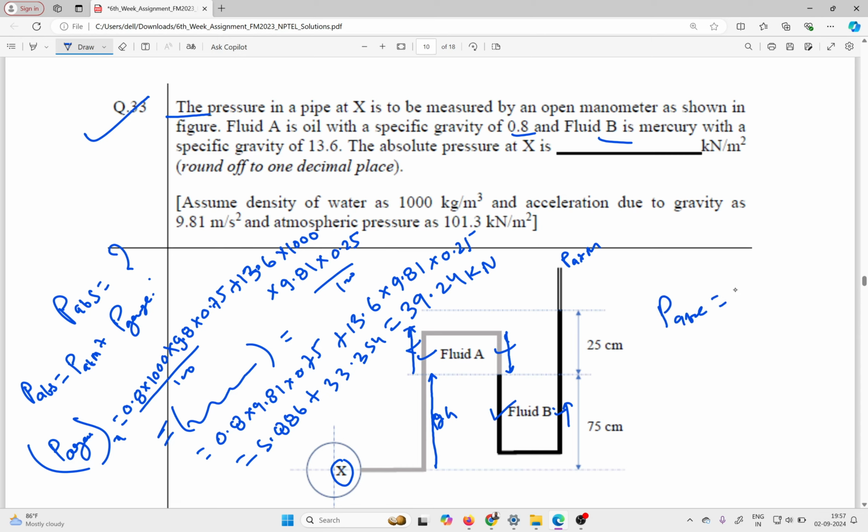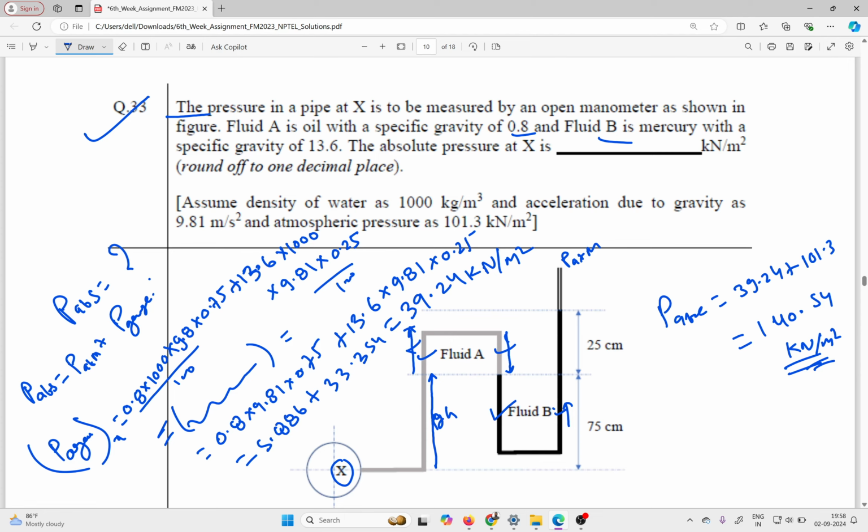So your gas pressure is 39.24, plus the atmospheric value. The atmospheric value is how much? 101.3, in kilonewton per meter square. So when we add 101.3, you will get 140.54 kilonewton per meter square. So it is very easy. Such types of questions you can calculate like that.